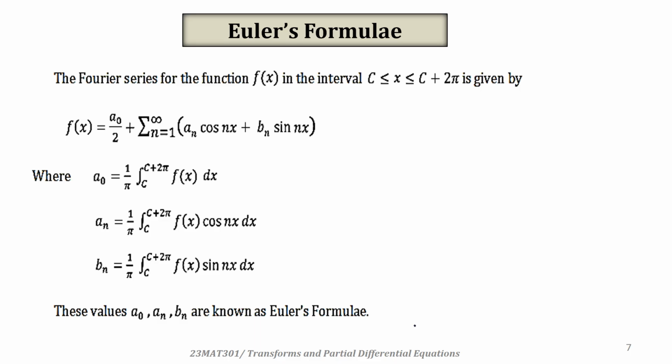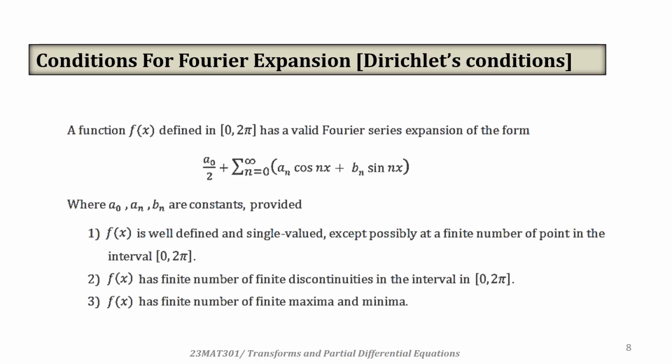Here I have given the formula of Fourier series. For an interval c less than or equal to x less than or equal to c plus 2 pi, f of x is equal to a naught by 2 plus summation n equal to 1 to infinity of a n cos nx plus b n sin nx. For a naught, you find 1 by pi integral from c to c plus 2 pi of f of x dx. For a n, 1 by pi integral from c to c plus 2 pi of f of x cos nx dx. And for b n, 1 by pi integral from c to c plus 2 pi of f of x sin nx dx. This is Euler's formula. Using this Euler's formula, we have derived the formulas for Fourier series using Dirichlet's conditions.